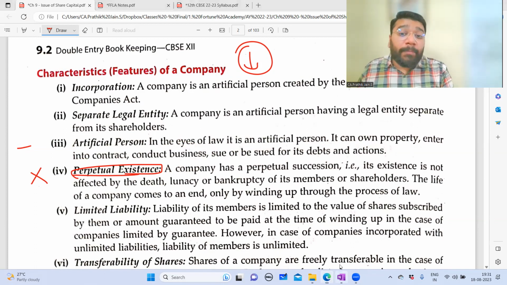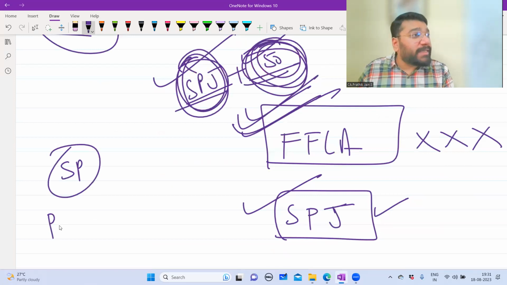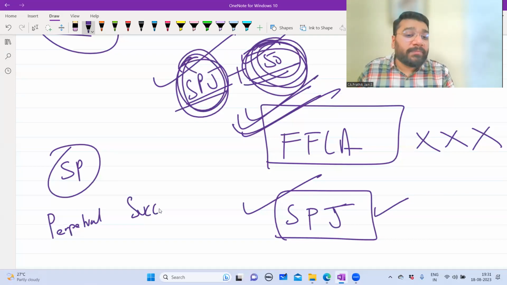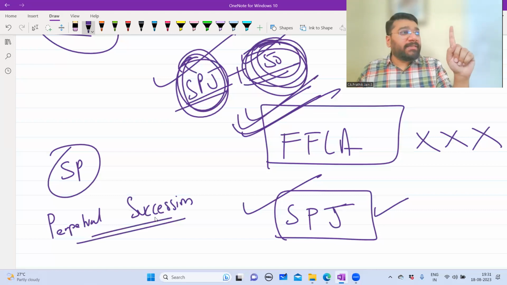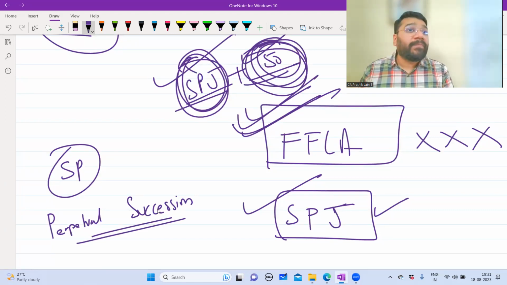Guys, a sole proprietorship concern, does it enjoy perpetual succession? Perpetual existence or perpetual succession? No, sir. If a sole owner dies and his son wants to continue the business, he cannot continue in the same name. He has to close down the business and start a new business in the same name.